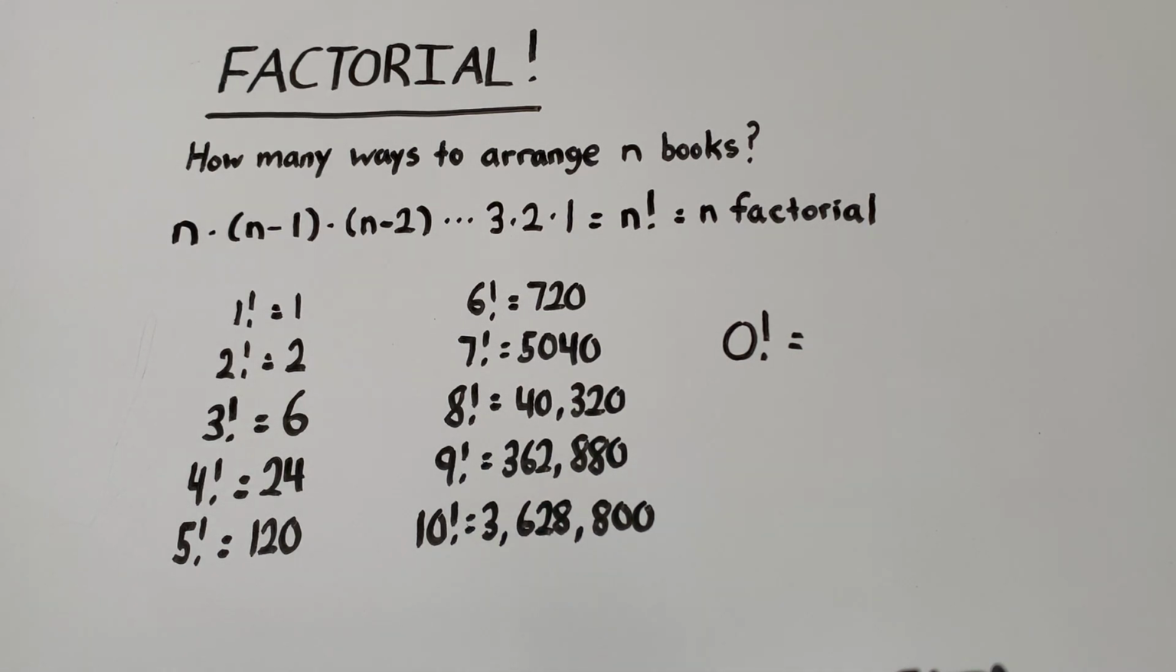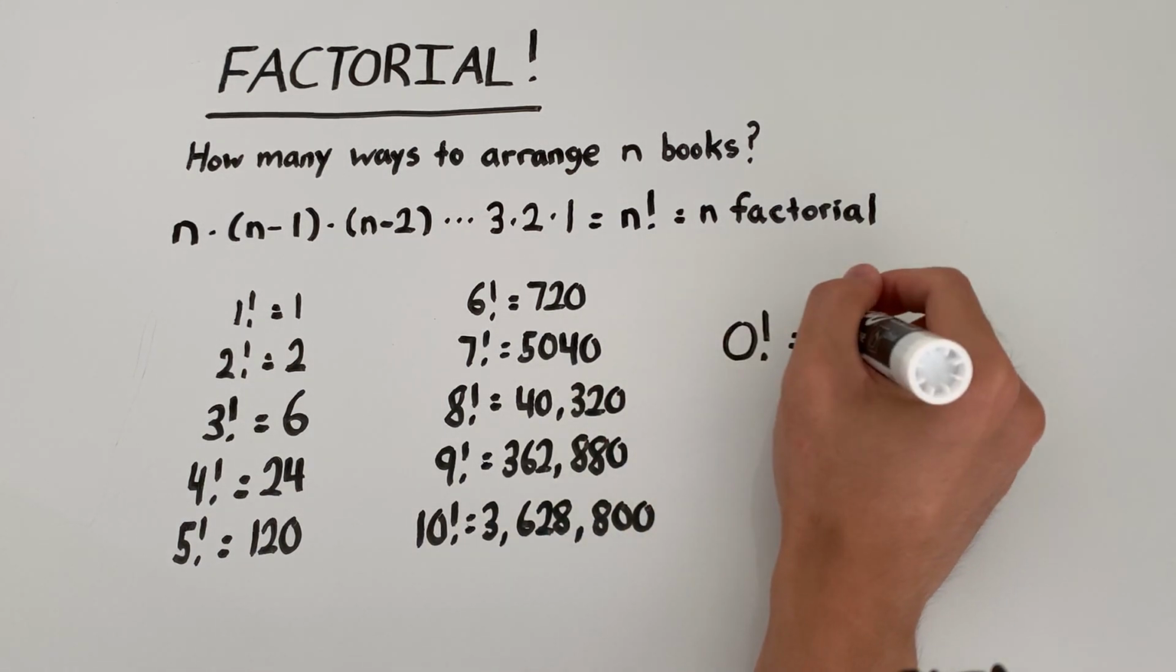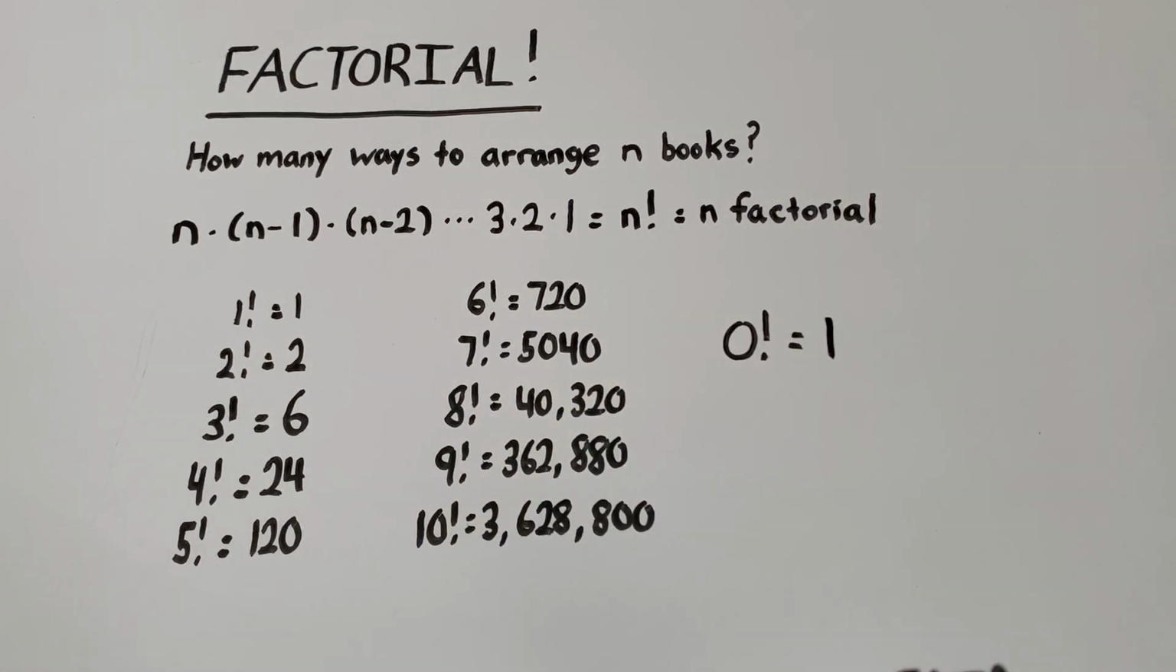To find out what 0 factorial is, we're going to ask ourselves, how many ways can we arrange 0 books on a shelf? Now this may seem like a bit of a tricky question, but when you think about it, how many ways can we arrange 0 books on a shelf? Well, there's only one way, and that is to do nothing, because there is simply nothing to arrange. So 0 factorial is 1.